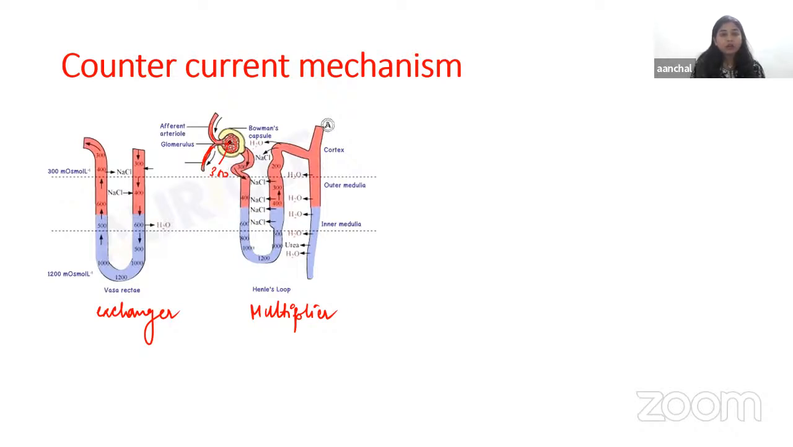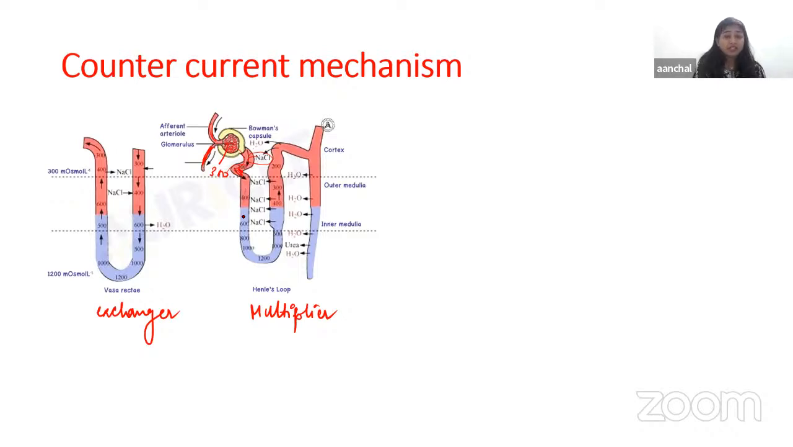Okay, so now after this Bowman's capsule, we proceed towards the PCT. So what is this PCT? When filtrate flows through the PCT, there is an active reabsorption of sodium and chloride, followed by obligatory reabsorption of water. So the osmolarity of the fluid remains the same as in the case of Bowman's capsule. That will be again 300. And in the proximal convoluted tubule, the fluid is isotonic to plasma, right?